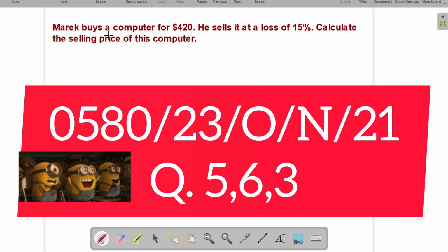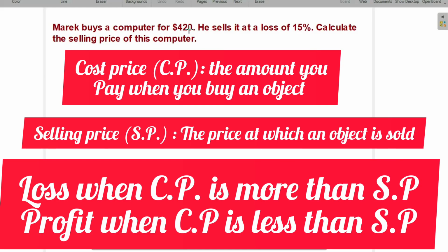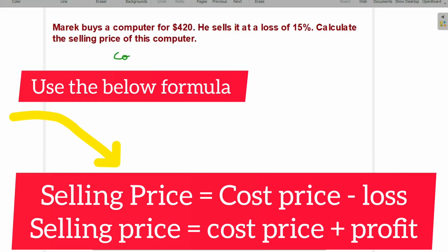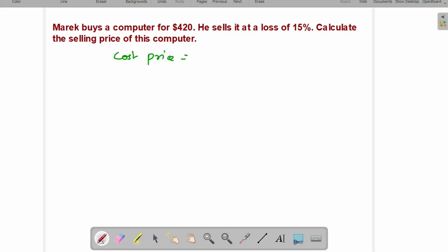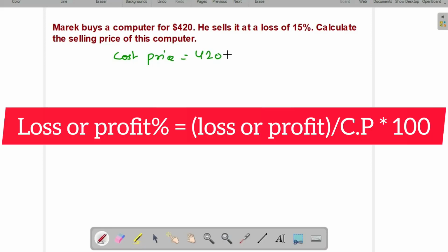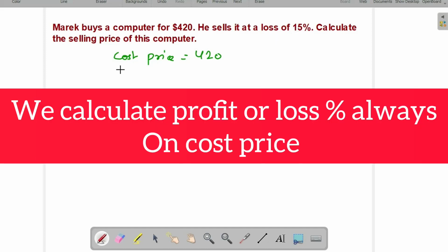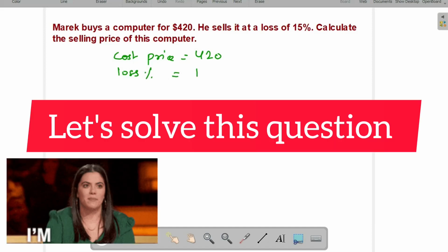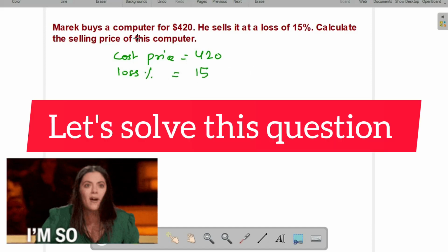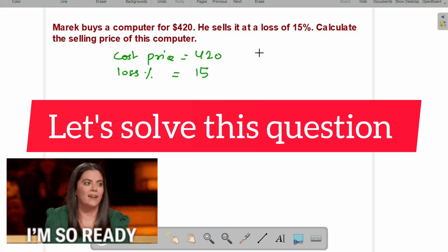Marek buys a computer for $420. Okay, so this is the cost price. I'm going to write cost price is equal to $420. He sells it at a loss of 15%. So loss percent is given, which we can write here as 15. Calculate the selling price of this computer.